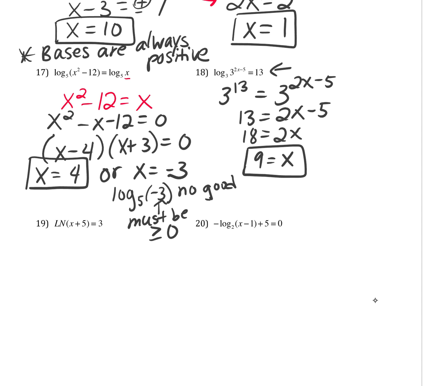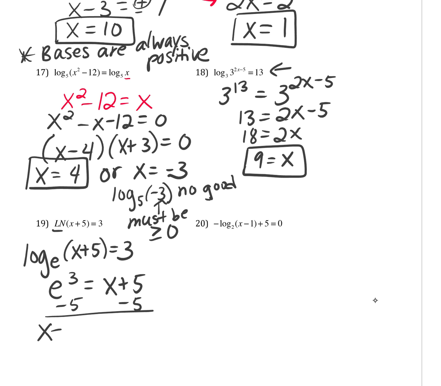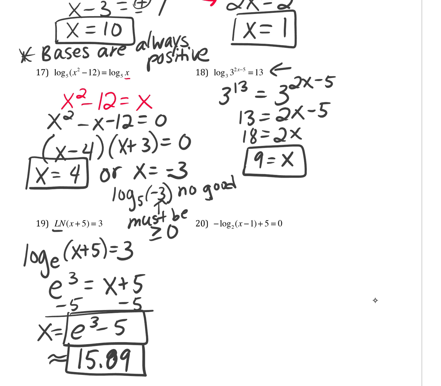19, you remember ln is the same as log base e. So before we even start solving here, we want to rewrite it that way, so we can switch to exponential form. So e to the third is equal to x plus 5. This one, I'm going to get an exact and an approximate answer. So I'll subtract 5. x is equal to e cubed minus 5. And if I want an approximate, I can type that in my calculator, and it comes out to about 15.09. So again, special case because you have to change it into log base e.